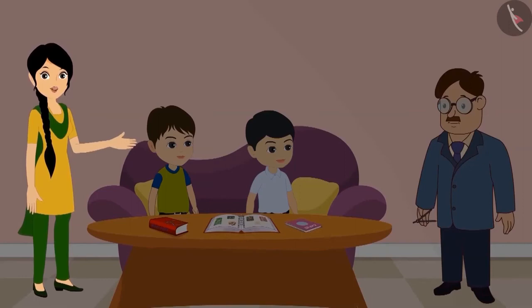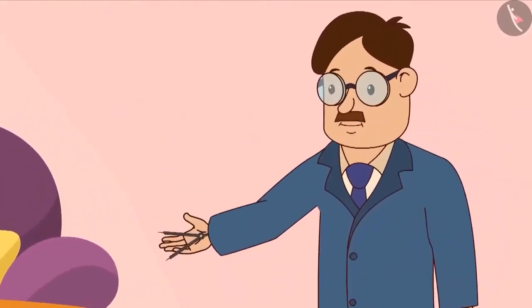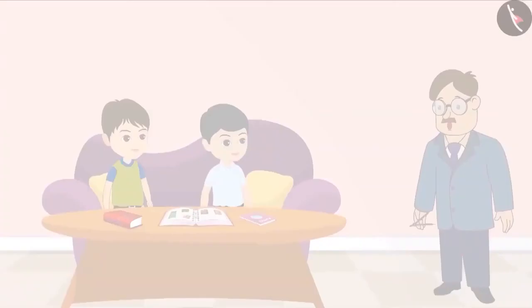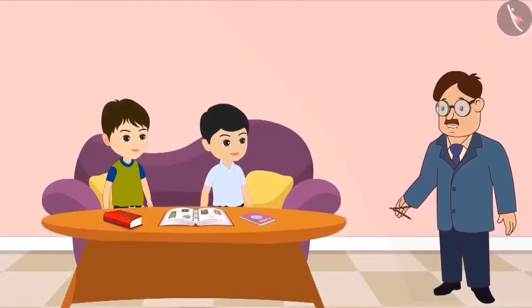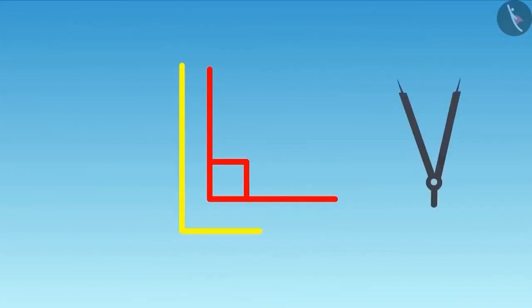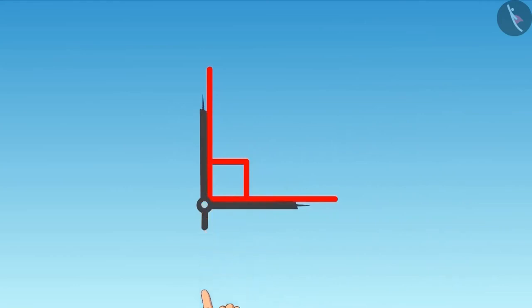Their uncle showed them a strange object. "Children, do you know what this is? This is called a divider. With its help, we can find out whether an angle is a right angle, greater than a right angle, or smaller than a right angle. Look, kids, you already know that a right angle looks like the letter L. If I make the shape of L by bending both the legs of this divider, we can now find if an angle is a right angle or not."